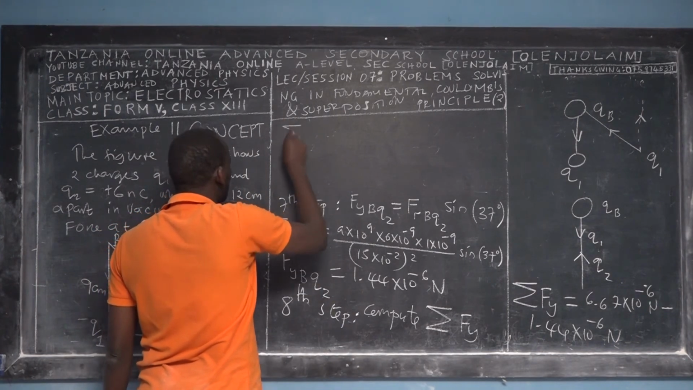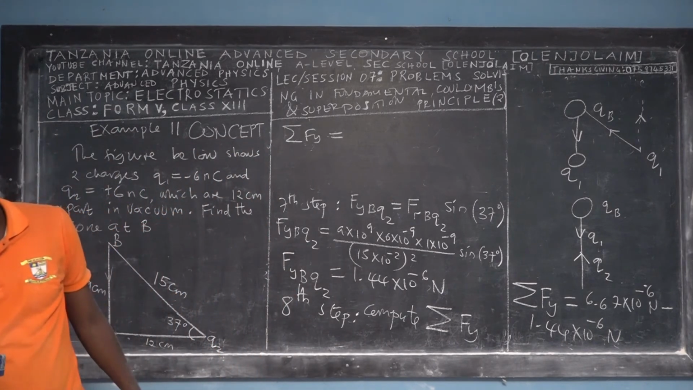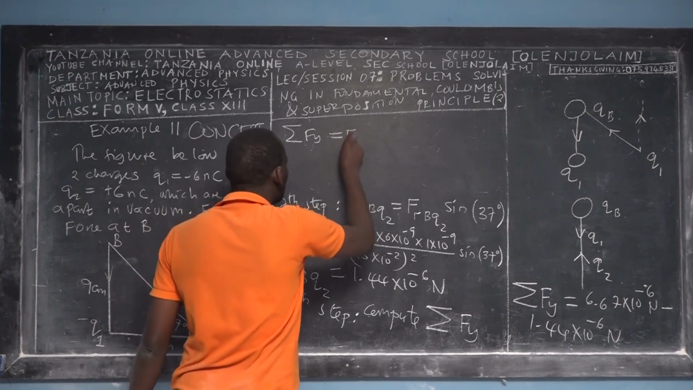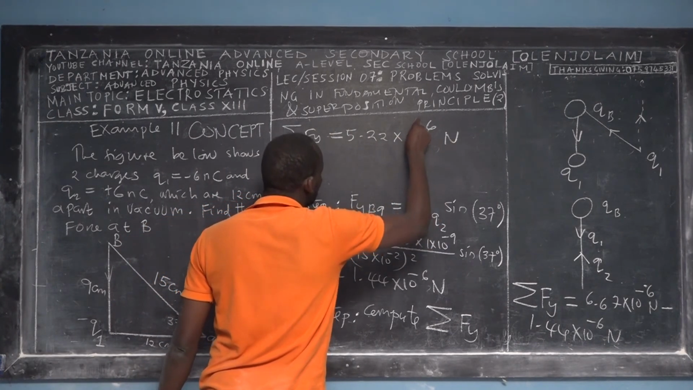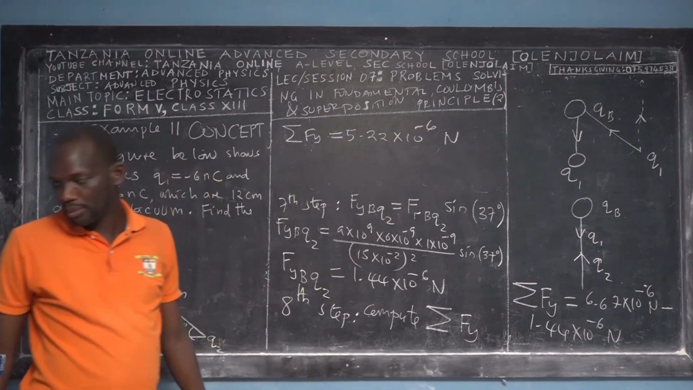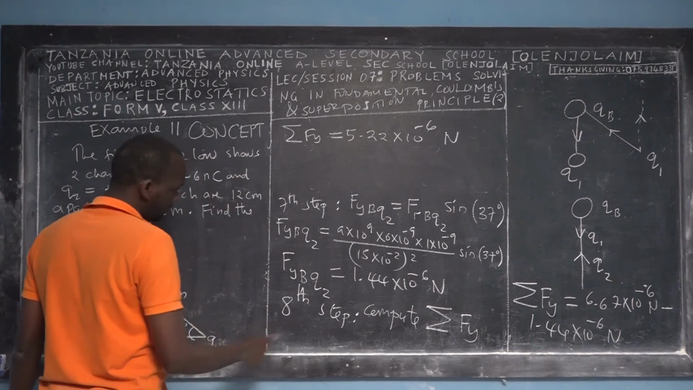So the summation of the vertical component is equal to what? Use your scientific calculator. The answer is 5.22 × 10^-6 Newton. Then we have to remember the principle. How can you find the resultant force? Which step is that?